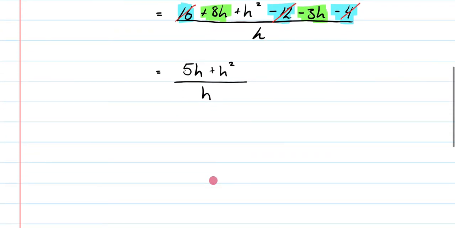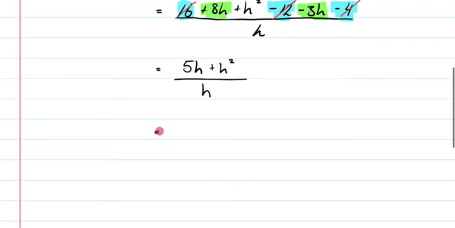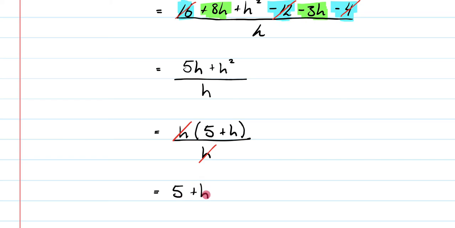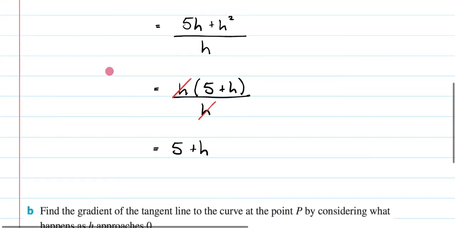Then from here, I can take out a common factor of h in my numerator, which is going to leave me with 5 plus h. Then on my denominator, I'm going to get h. Then I can cancel this with this, and that means I'm going to be left with 5 plus h. Perfect. So let me now get my highlighter. That is my answer to the gradient of the secant.